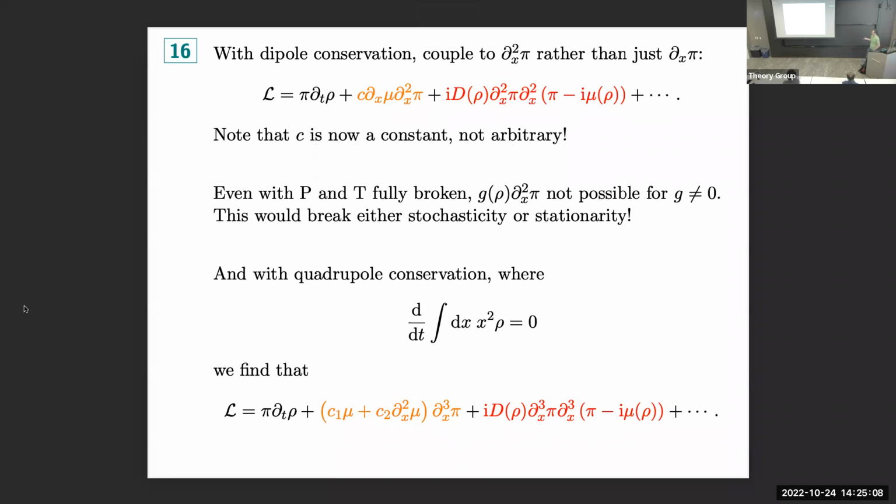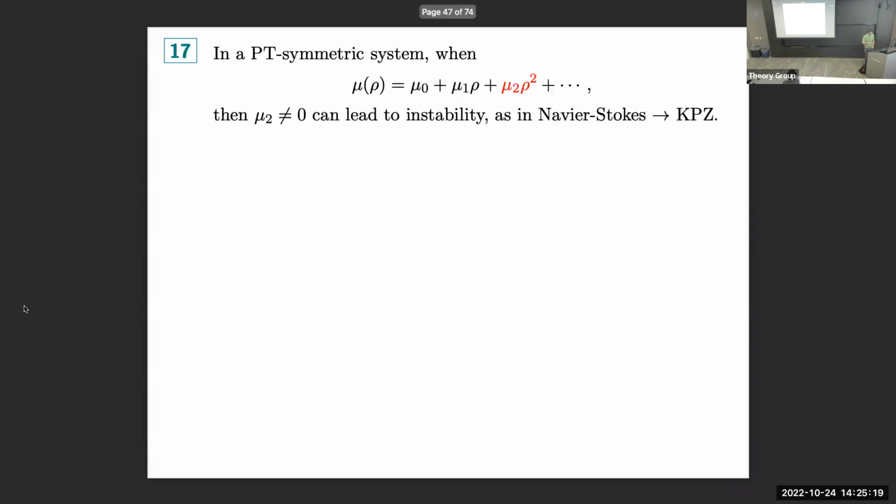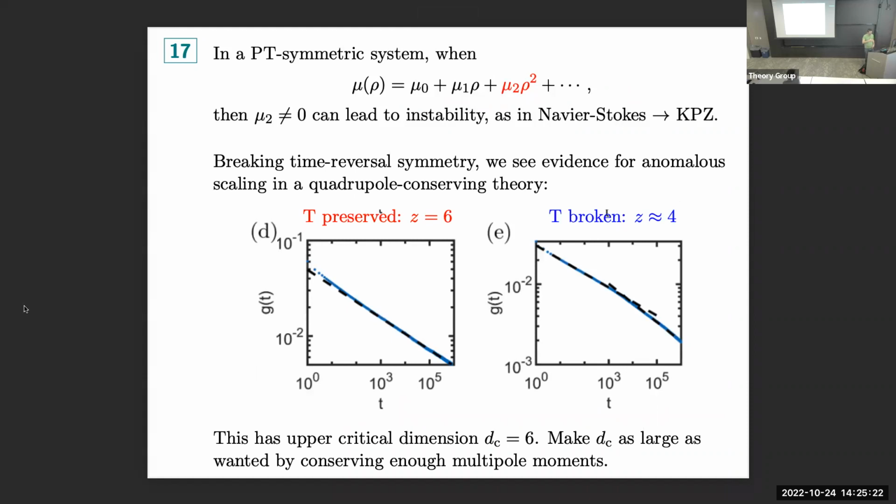You can do the same thing with quadrupole conservation, and you can keep going, conserving more and more multipole moments, and you basically just get more derivatives, but the story is the same. Let me just quickly mention as well that in these systems that break time reversal, you can ask whether some of these terms we're adding to the hydrodynamic equations cause a breakdown of the Gaussian fixed point. And the answer is yes. We've done numerical simulations where you can see that when time reversal symmetry is broken, you see strong deviations from the detailed balance obeying scaling.